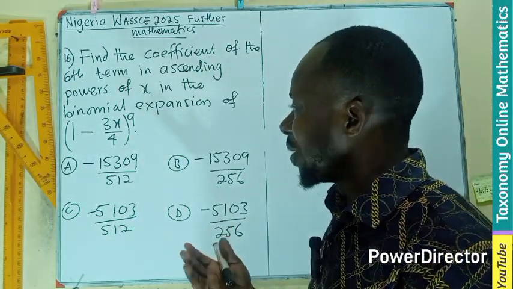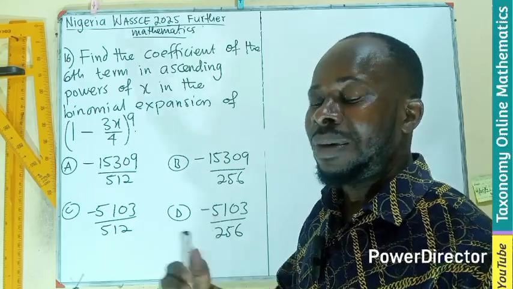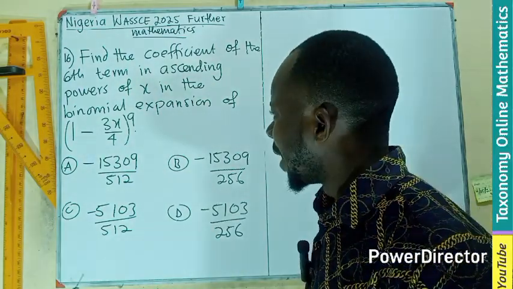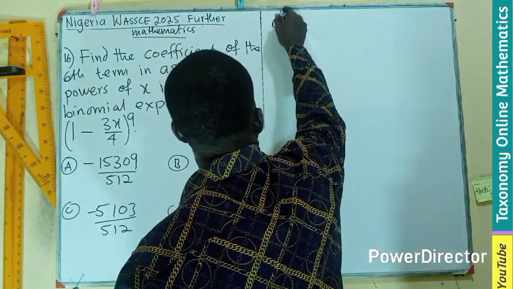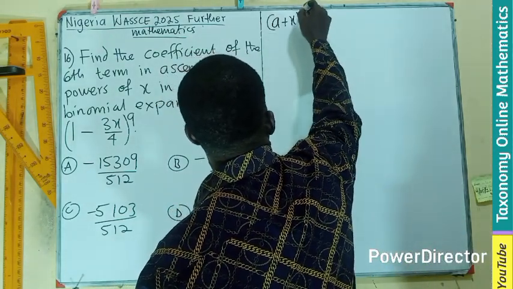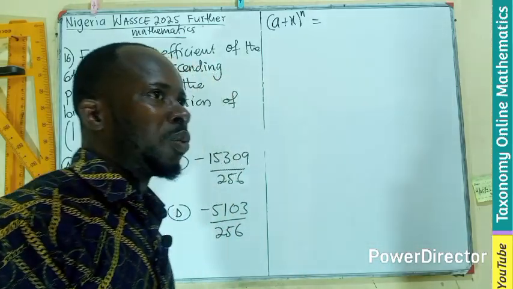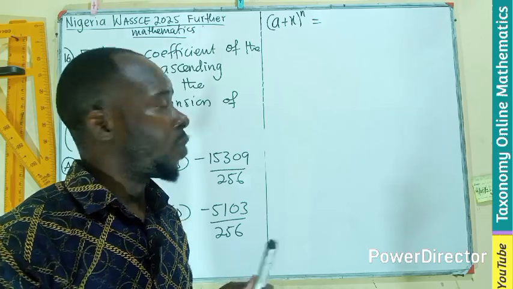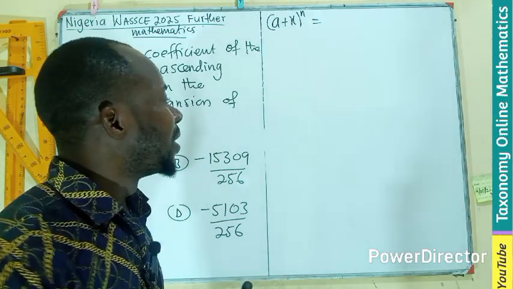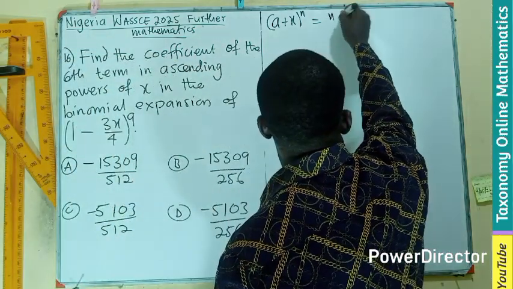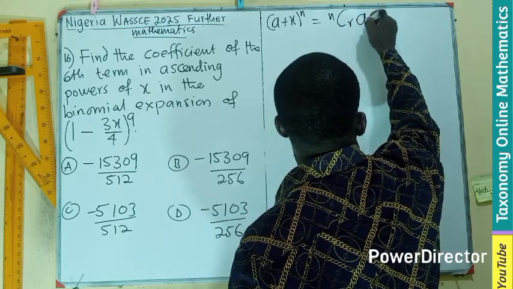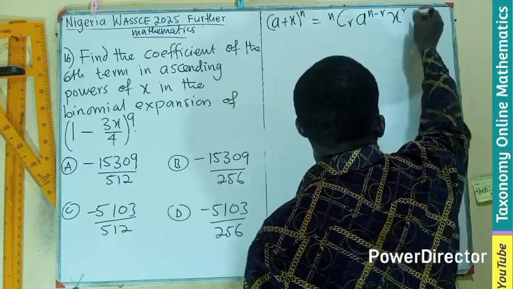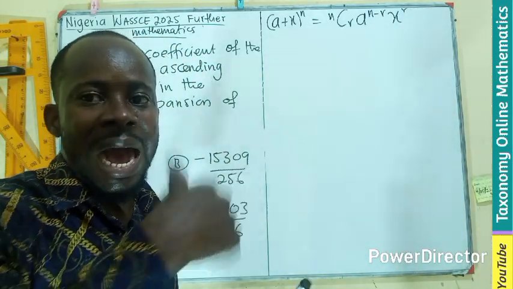Now, if you're looking for the fifth term, which we take as the rth term, it means that it is r minus 1 to give us the specific term we're looking for. If I have (a + x) to the power of n, and I'm looking for a particular specific term, I can use the factorial binomial series, or I can also use the combination method. The combination method will be nCr a to the exponent n minus r, then x to the exponent r, where r is the number of terms.